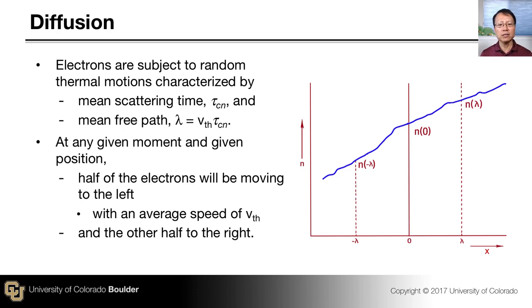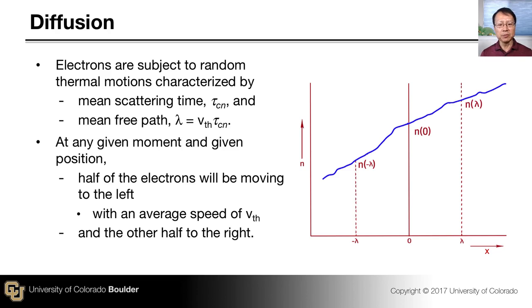And what does that mean? That means they move at the average thermal velocity determined by the temperature. And in doing so, they collide with lattice vibrations or impurities. That collision process is characterized by the mean scattering time, tau sub c. If you multiply the thermal velocity by the mean scattering time, you get the average distance that the electron travels in between collisions. That quantity, which we call lambda, is called the mean free path.